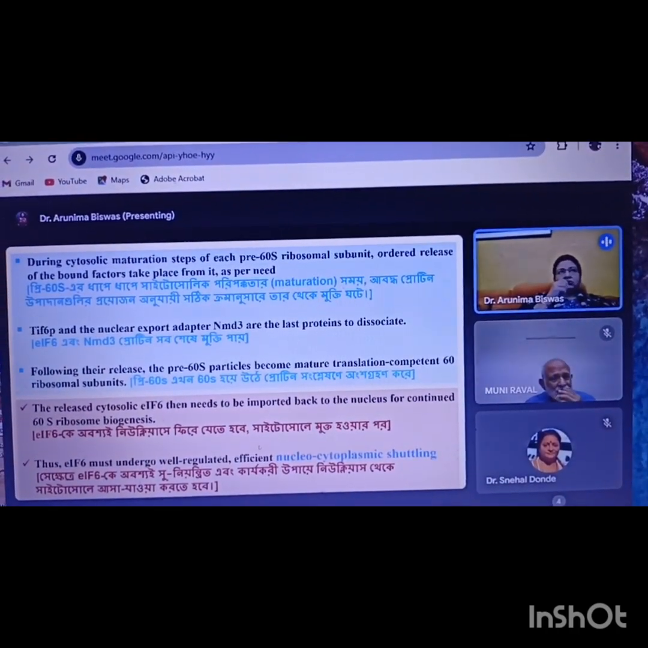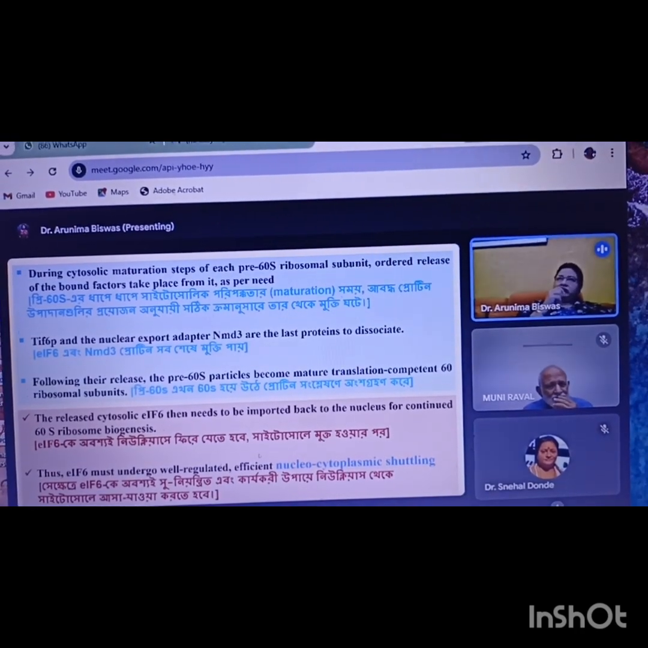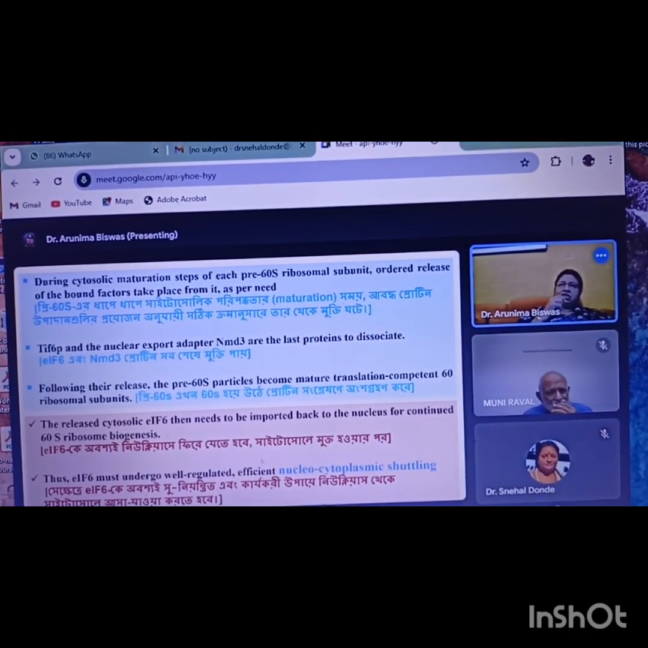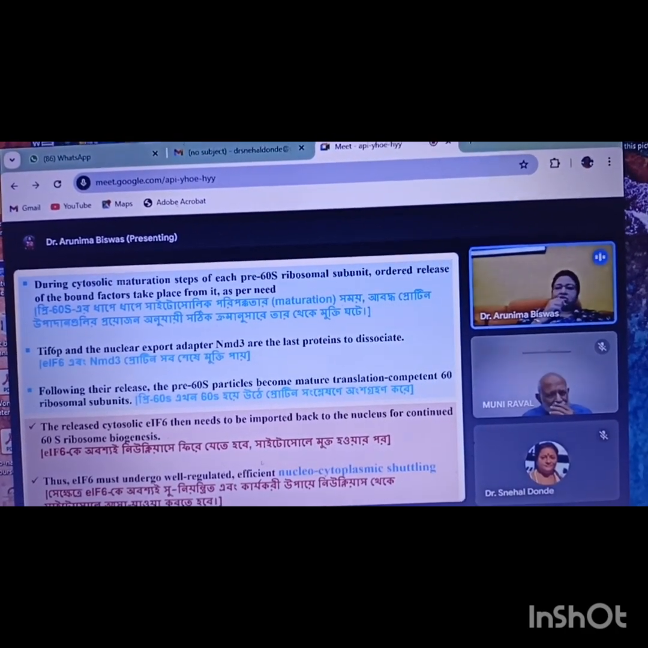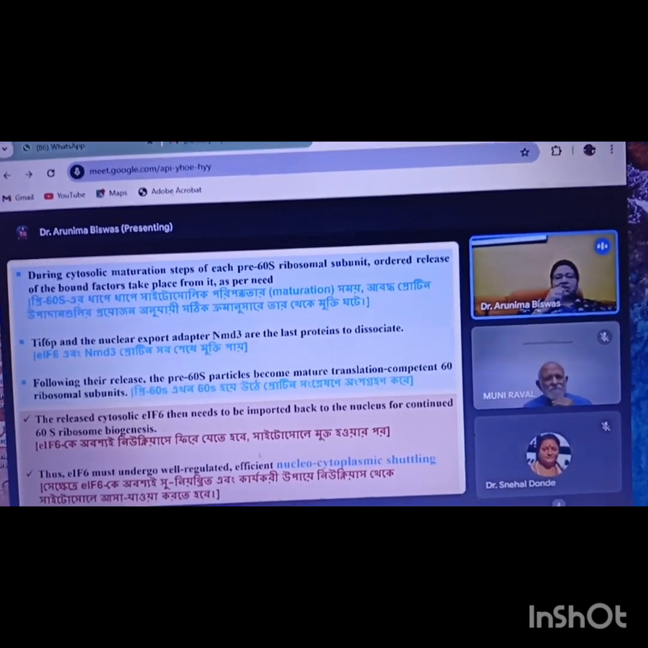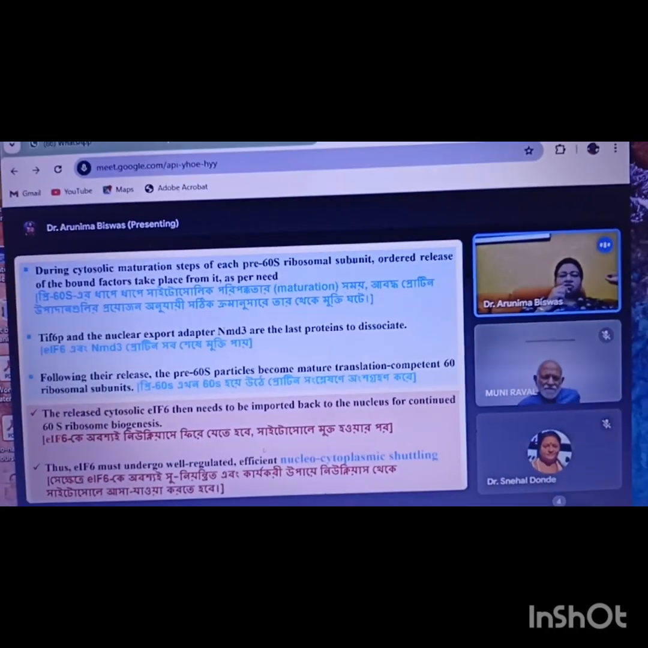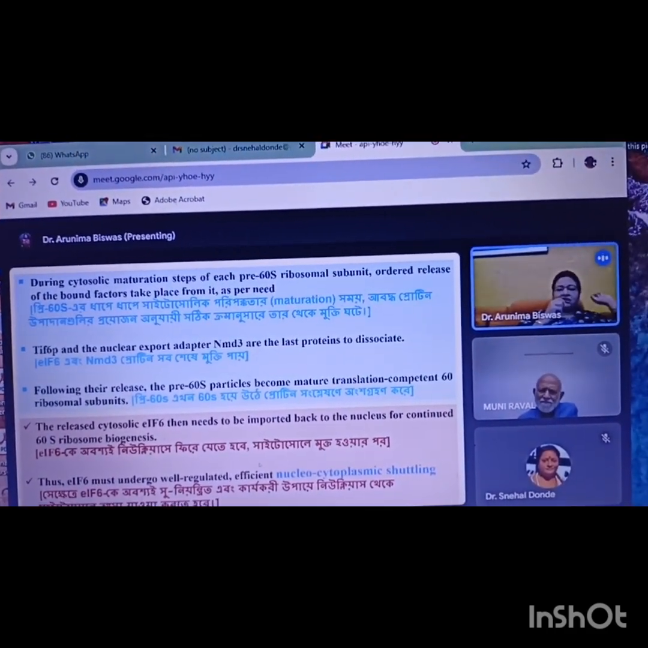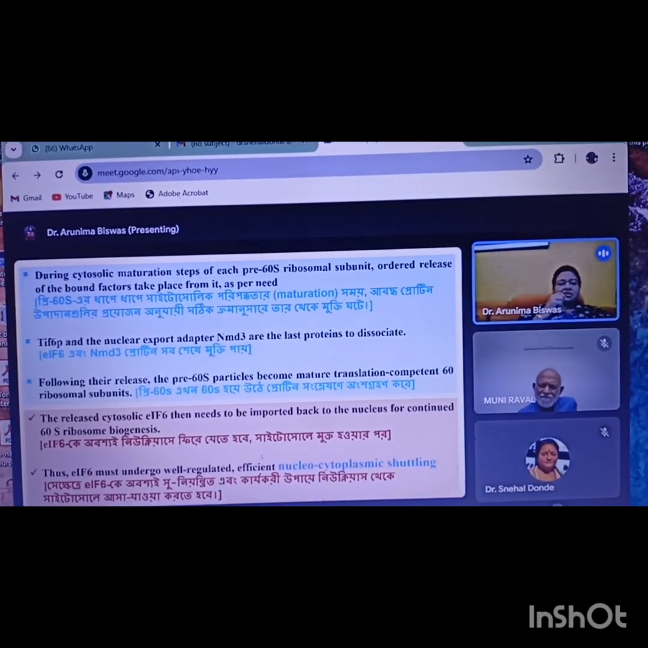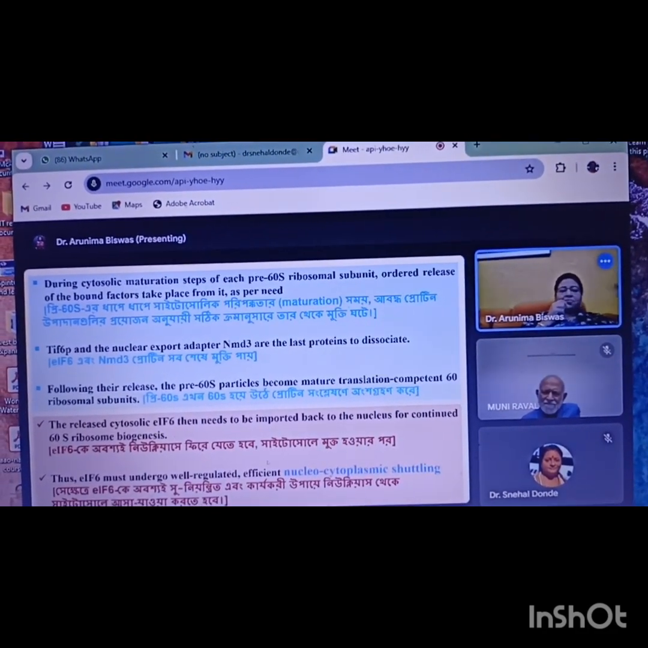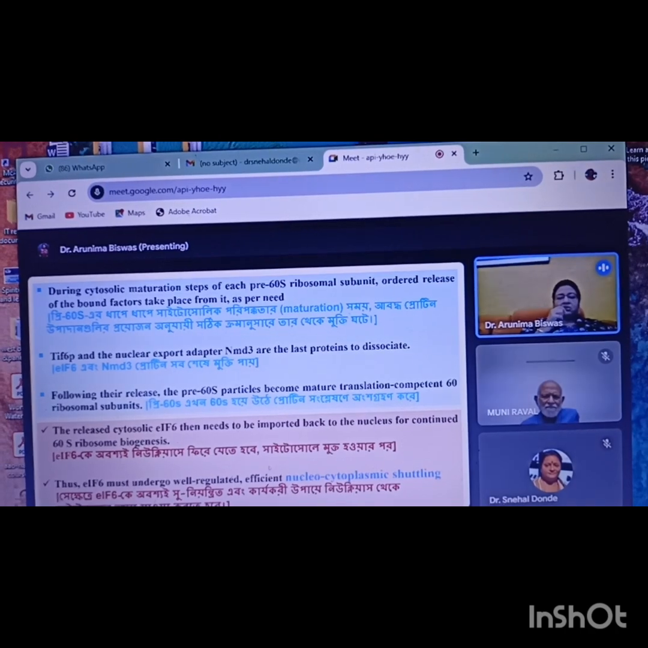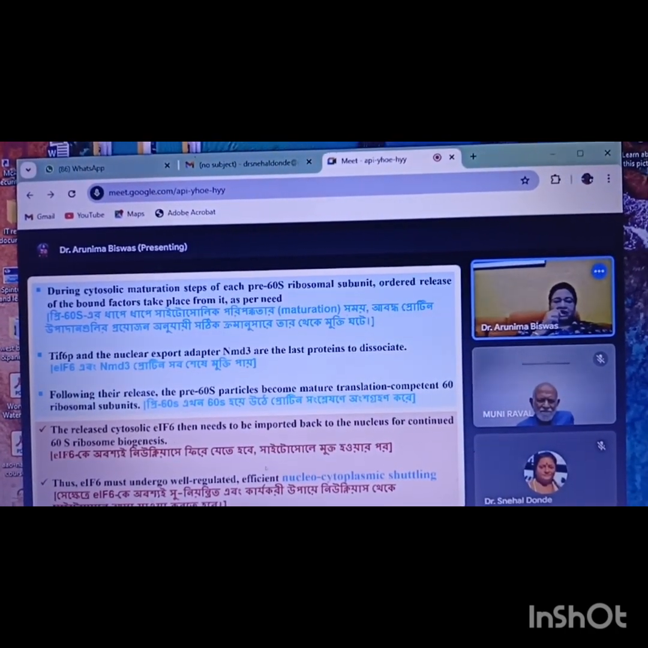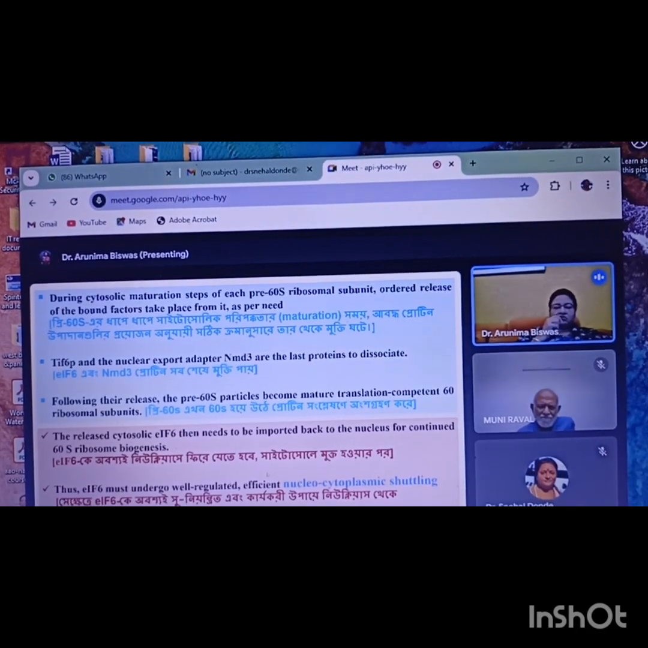You know that when ribosome biogenesis is going on in the nucleus, a number of trans-acting factors are also involved, which associate and dissociate in a very ordered sequence. And when pre-60S is coming out from the nucleus to the cytoplasm, then very few trans-acting factors still remain associated, and EIF6, in yeast it is Tif6, and the nuclear export adapter Nmd3 are the last two proteins which are still associated, and they are the last to get dissociated in the cytoplasm.